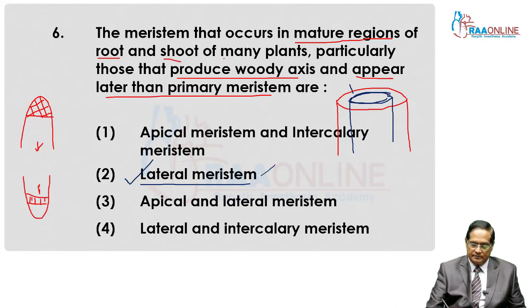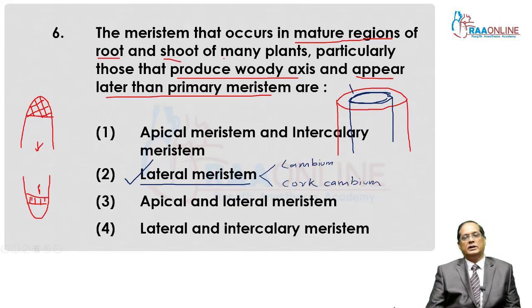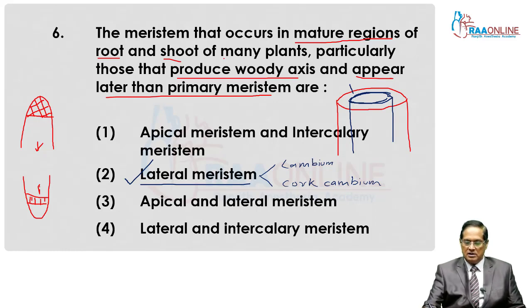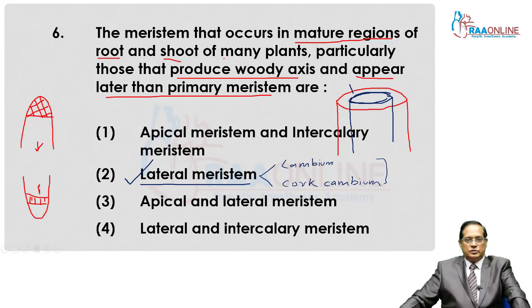It includes cambium and cork cambium. In plants, cambium and cork cambium are good examples of lateral meristem. Both of these are concerned with the secondary growth, that is, increase in the thickness or diameter. So lateral meristem, as far as position is concerned, is laterally located.